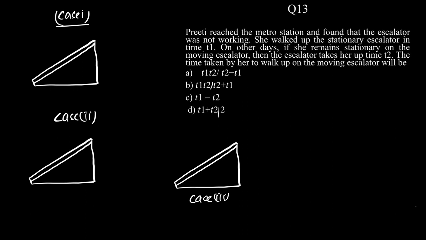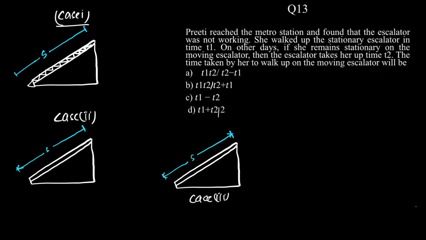Now let us say this is the escalator, and the length of the escalator is... is there any value given in the question? No. So let us say it is s. This much distance is s, this much distance is also s.